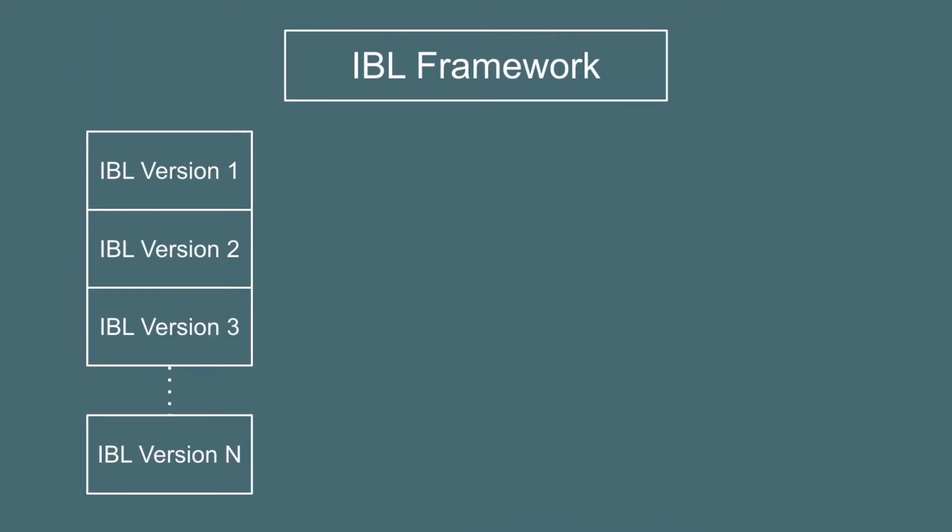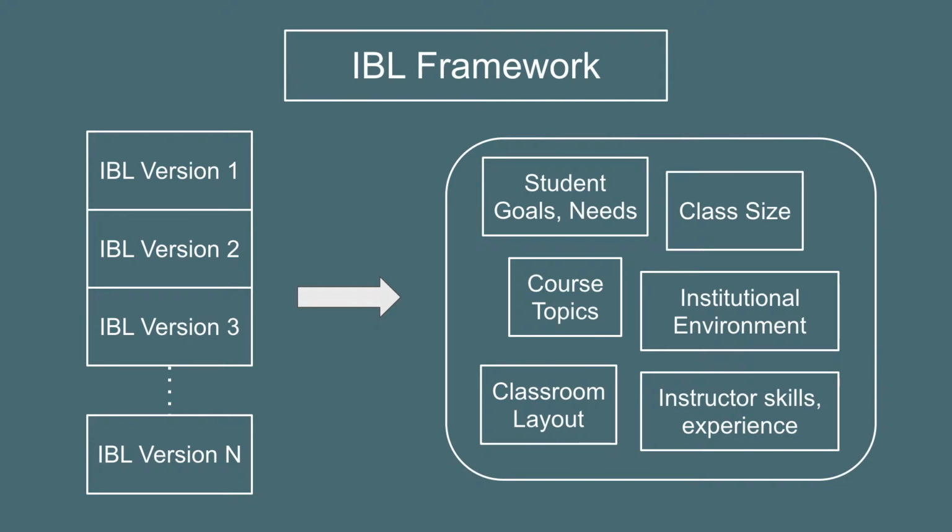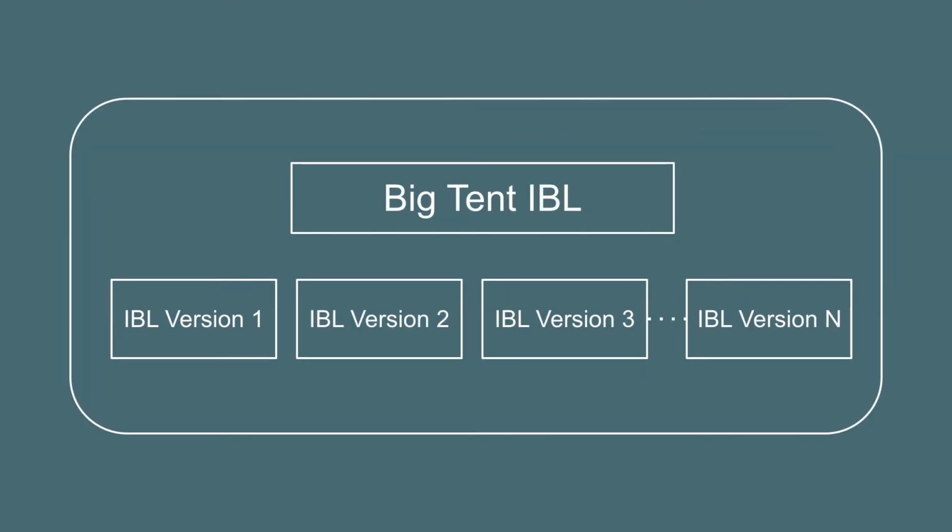So a natural question comes up, why are there so many different forms of inquiry-based learning? And there's a simple answer to this, and that's that there are a wide variety of teaching environments in the United States and across the world. So things like class size, students, course topic, instructor skill or experience with IBL, institutional environment, and other factors can impact what an IBL class can look like. So the IBL framework is broad and allows for a variety of different versions of IBL. Big Tent IBL is the idea that we have a large range of different versions of IBL, and math instructors find their place in this big tent.